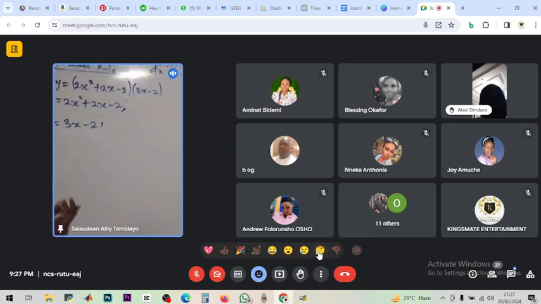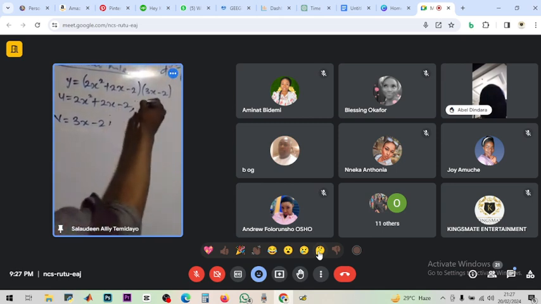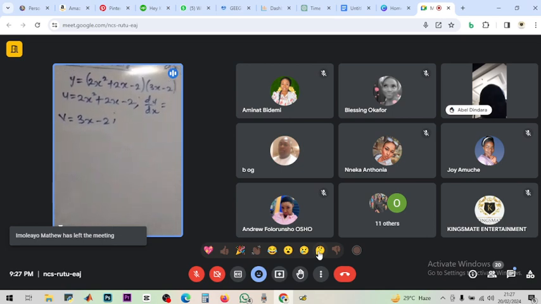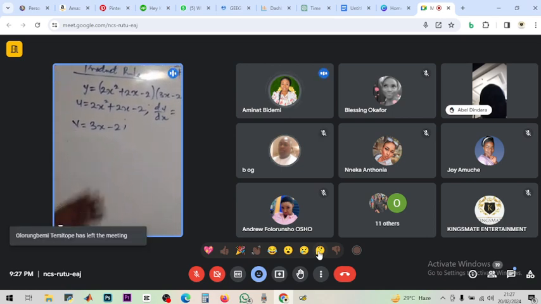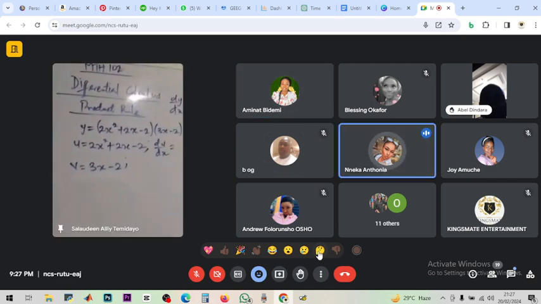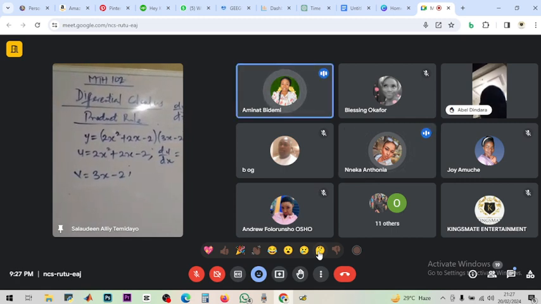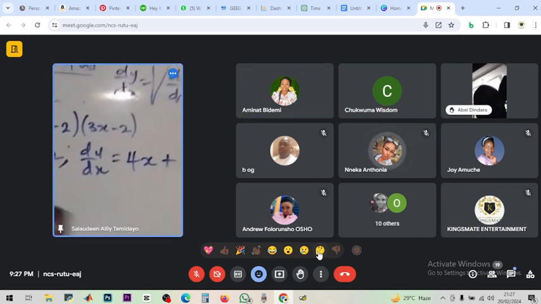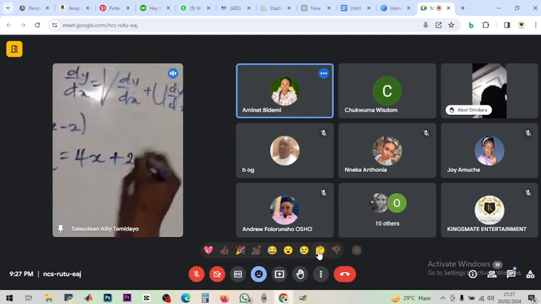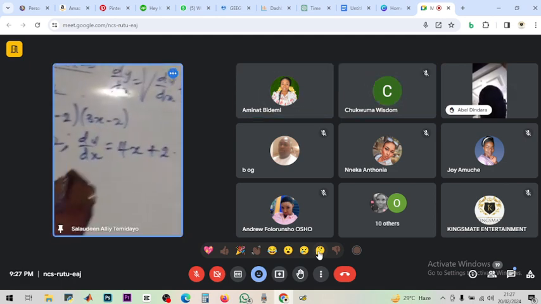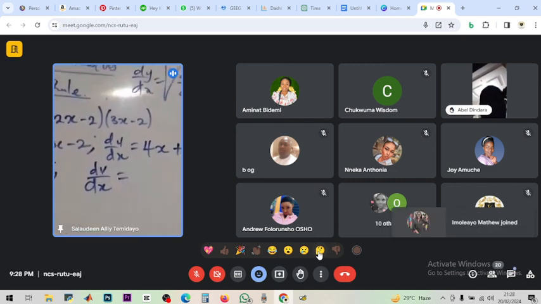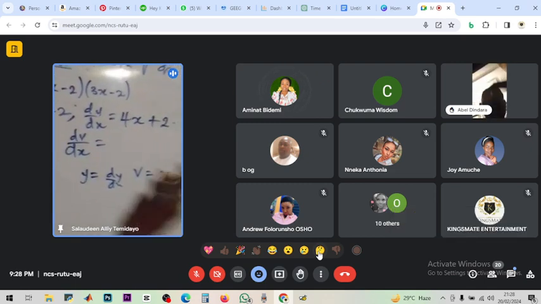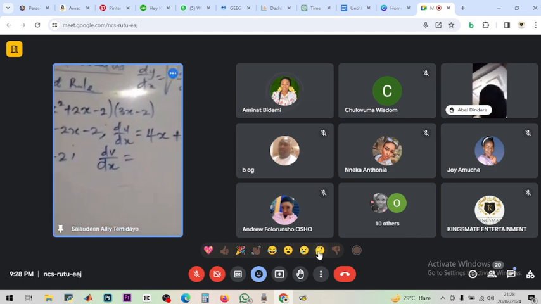What's the next thing to find? du dx and dv dx. To find du dx, we just differentiate this. The derivative of 2x squared is 4x, plus the derivative of 2x, which is 2. So du dx is 4x plus 2. Now dv dx. Don't forget, it's not dy dx you are looking for. If it is y equals that thing, it will be dy dx. If it is v equals that thing, it is dv dx, that means change in v with respect to x.